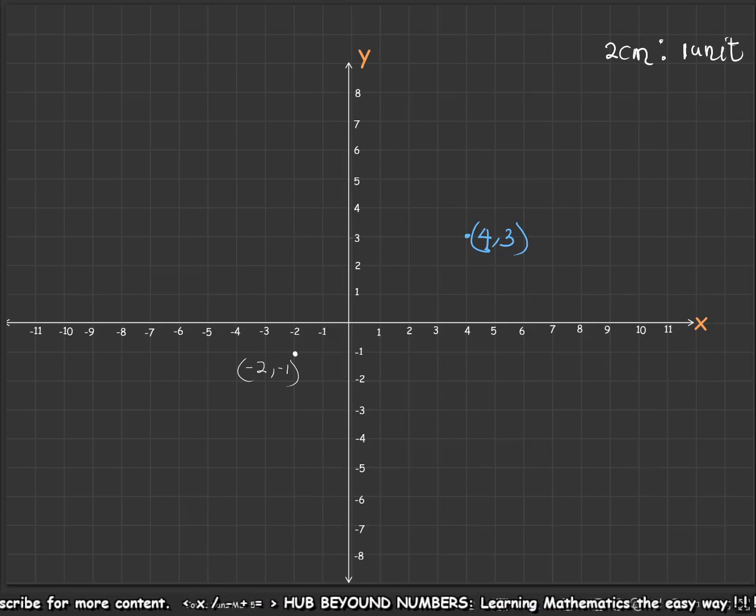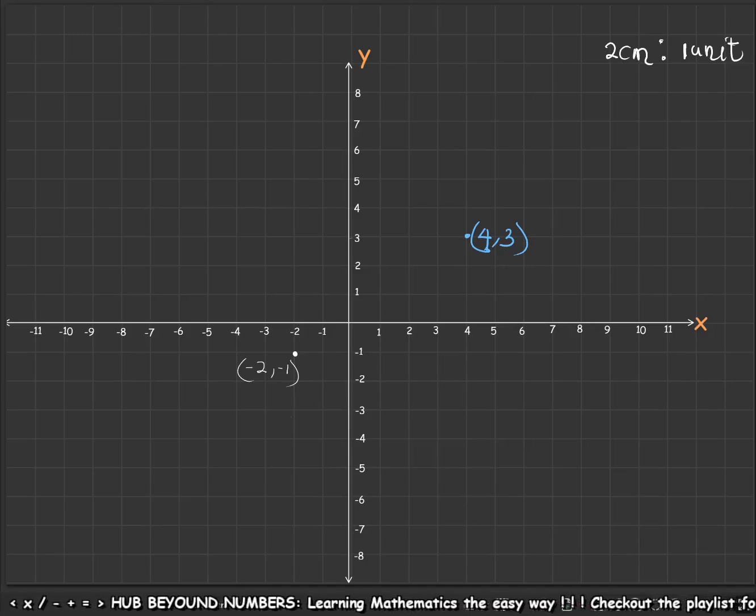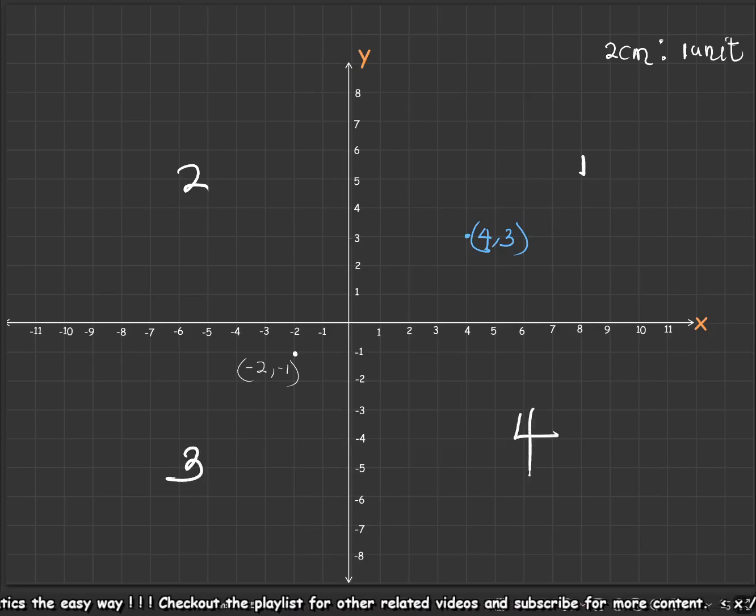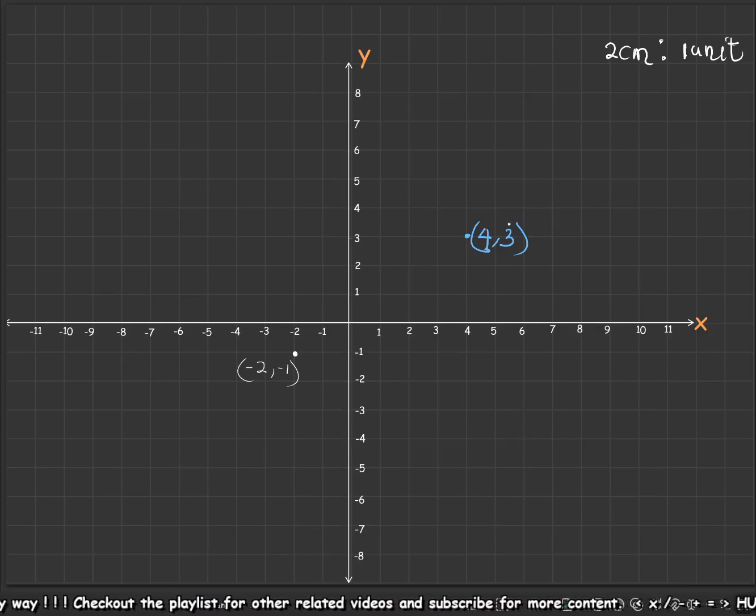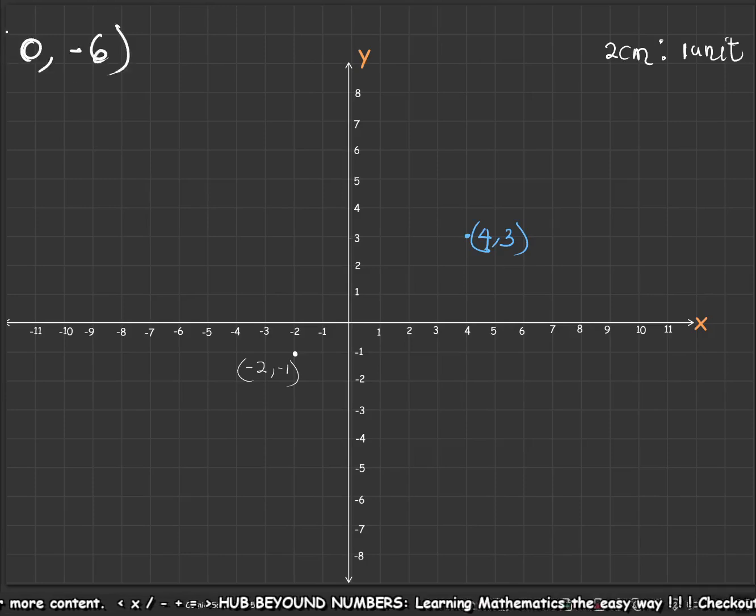Now, before that, you should always take note. You can be asked that, okay, so after you plotted your point, which quadrant is it on the Cartesian plane? So this here is on the first quadrant. Remember, we said this is our first quadrant, second quadrant, third quadrant, and then the fourth quadrant. So the first one we located is in the first quadrant. Then the second one is on the what? The third quadrant. Okay. So let's plot the point (0, -6).